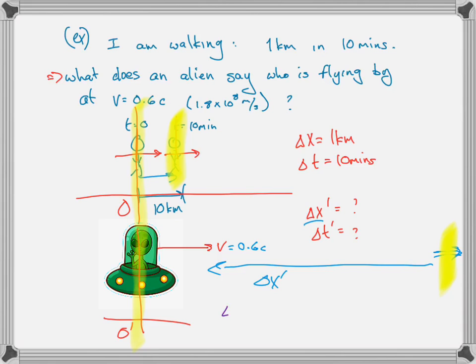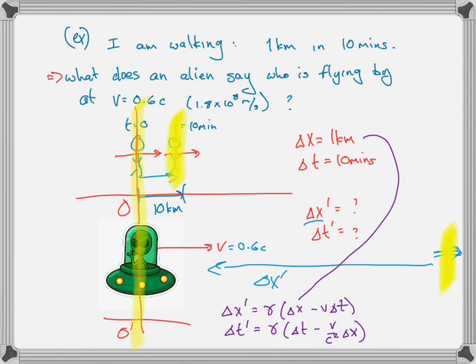So we can just go ahead. This is a straightforward plug-in, actually. Delta x prime is equal to gamma times delta x minus v delta t, and delta t prime is equal to gamma times delta t minus v over c squared times delta x. And we just plug in, but we have to identify these variables. Delta x is 1 kilometer, delta t is 10 minutes, v is 0.6c, and then the only thing left is gamma. What is gamma? We have to plug in and figure out what gamma is.